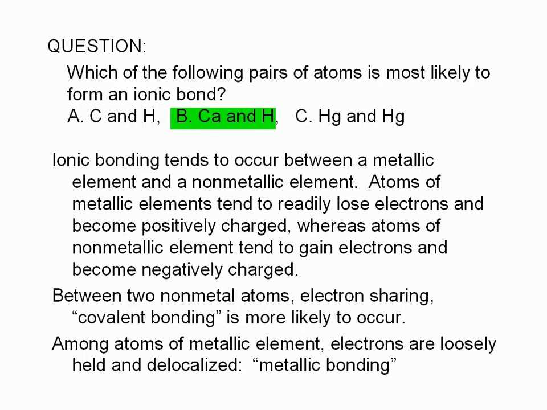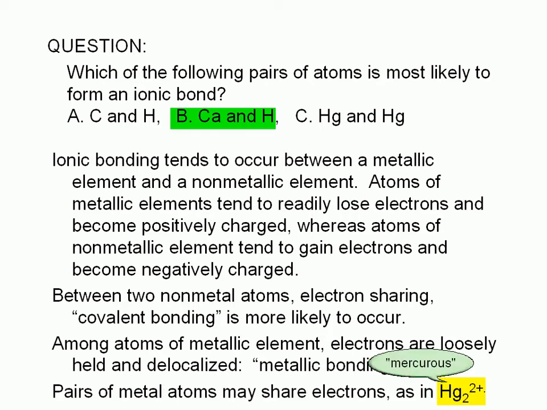However, paired metal atoms may share electrons, as in the mercurous ion. The mercury atoms in this ion are sharing electrons, but the pair as a whole is missing 2 electrons. That's why it has a +2 charge. This diatomic ion is also called mercury(I). That's mercury followed by the Roman numeral 1 in parentheses.